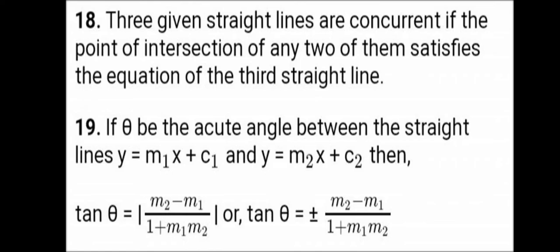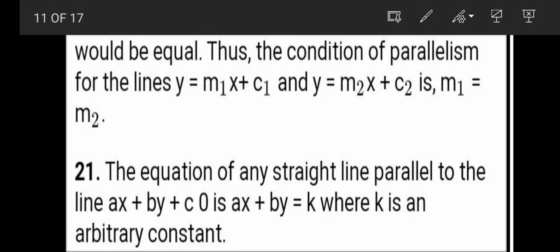The next is, three given straight lines are concurrent if the point of intersection of any two of them satisfies the equation of the third straight line. Next, let theta be any acute angle.